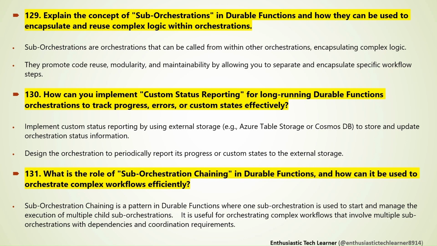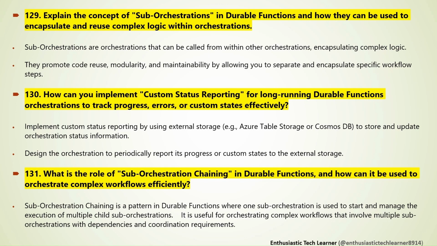How can you implement custom status reporting for long-running durable functions orchestrations to track progress, errors, or custom states effectively? Implement custom status reporting by using external storage, for example Azure Table Storage or Cosmos DB, to store and update orchestration status information. Design the orchestration to periodically report its progress or custom states to the external storage.